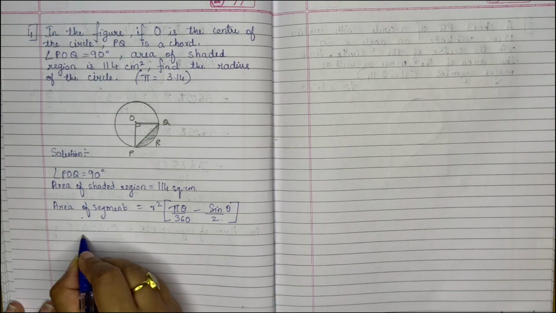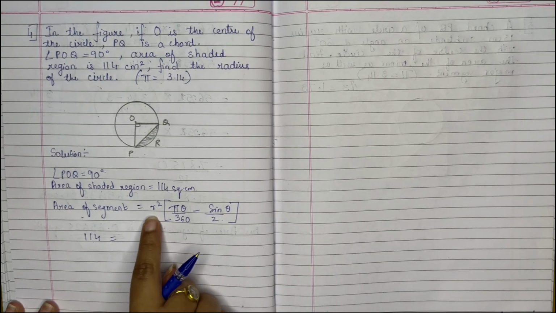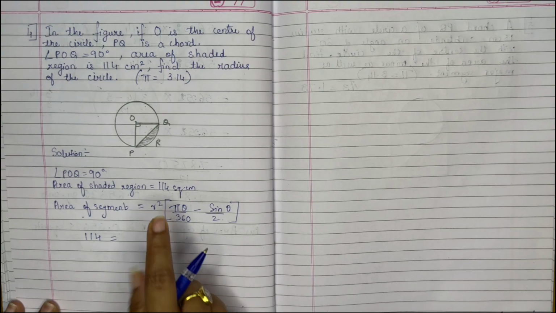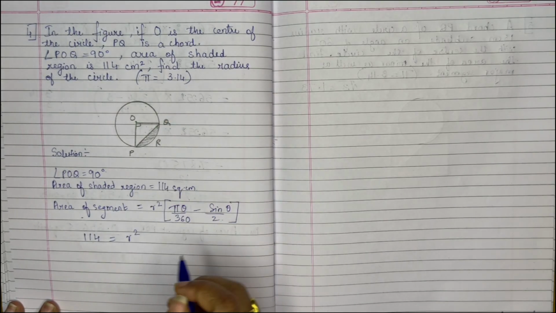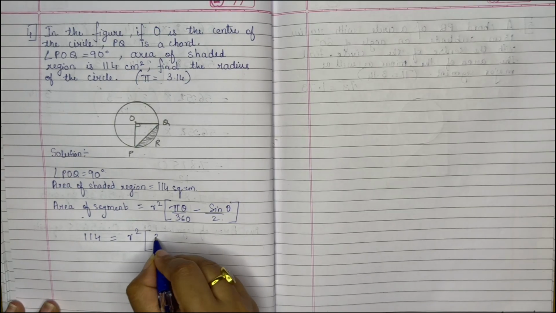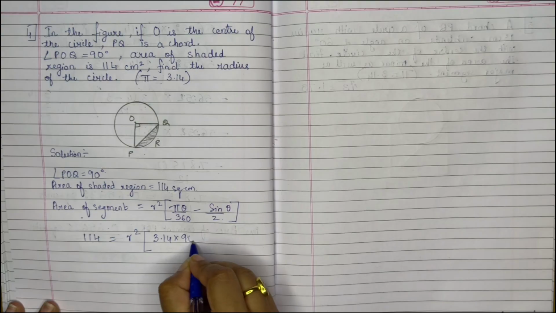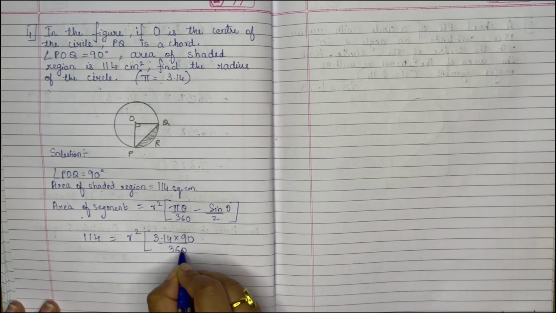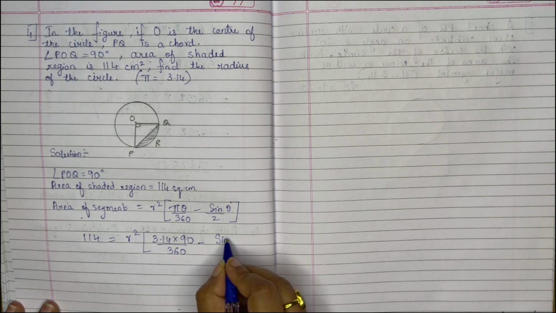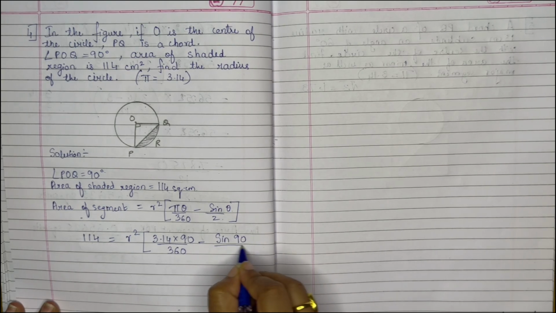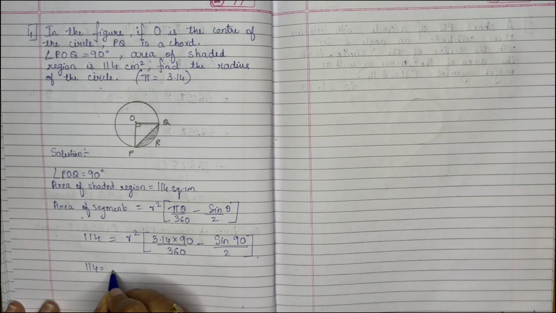So below that we will write 114 is equal to radius, which we have to find. Radius they have not given us, so r square we write as it is. Pi we have to take as 3.14. Theta is given, 90 degrees upon 360, minus sin theta. That means sin theta is 90 upon 2. Now again this will be as it is.